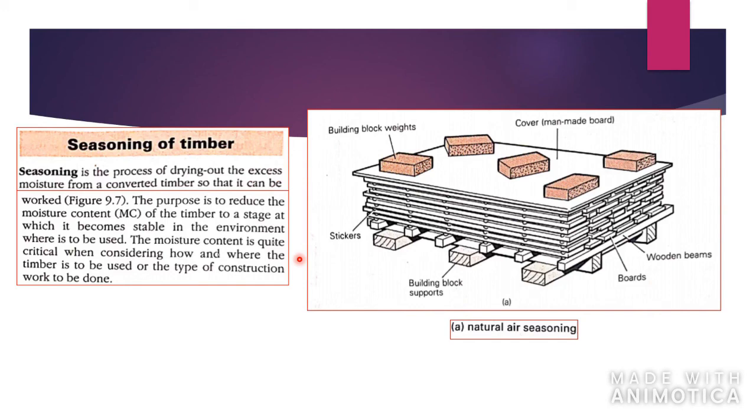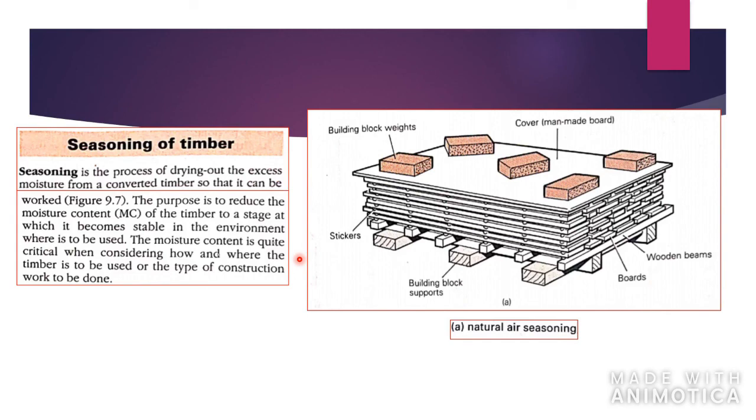The next method of seasoning, and the first one was air drying. So this is natural air seasoning. If I say drying, I mean seasoning. So it's basically drying of the wood. The next method of seasoning or drying is kiln seasoning.